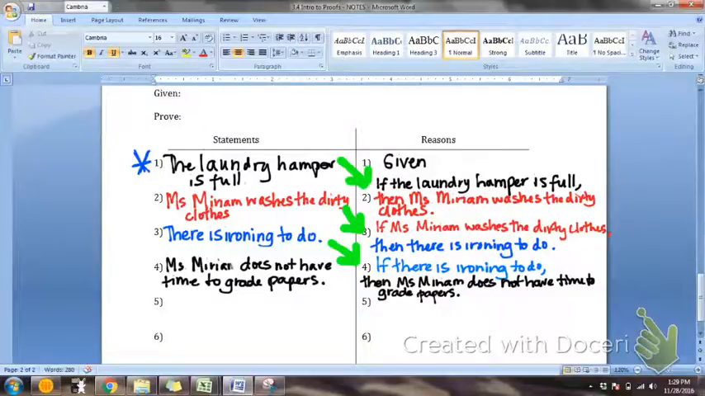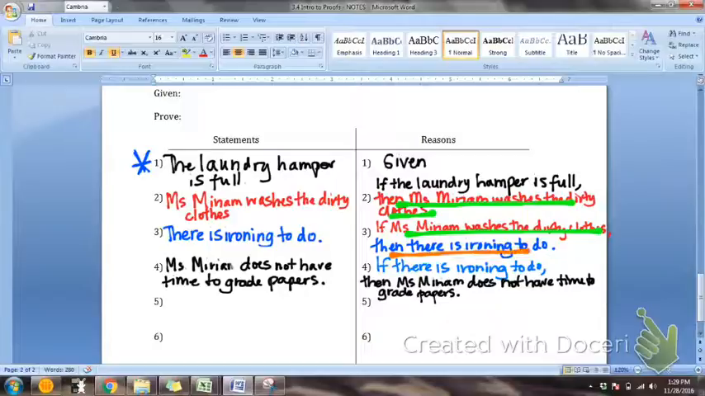The other pattern that we see is this. Look up at my board, please. Whatever I finished with here, this Miss Miriam washes the dirty clothes, that's what I started with on the next one, right? I finished with there is ironing to do. I started with there is ironing to do. Do you guys see how that pattern is creating itself? That's always going to happen when we're doing these. So there's a pattern to this.